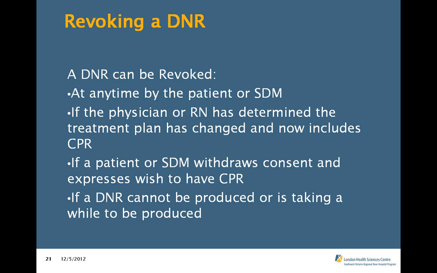If the patient or substitute decision maker withdraws consent and expresses a wish to have CPR, and if a DNR cannot be produced or is taking a while to produce. So if you can't actively get your hands on that DNR, then you start CPR until which time you can, or phone the BHP and explain your story if someone has a credible story stating that this patient has expressed their wish not to be resuscitated.